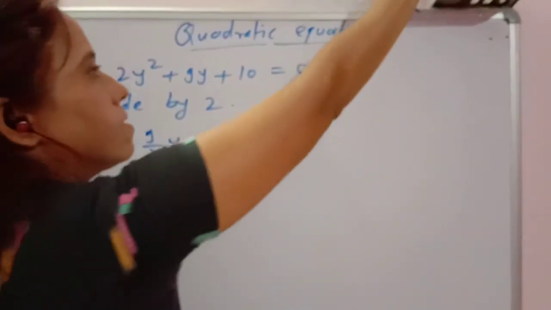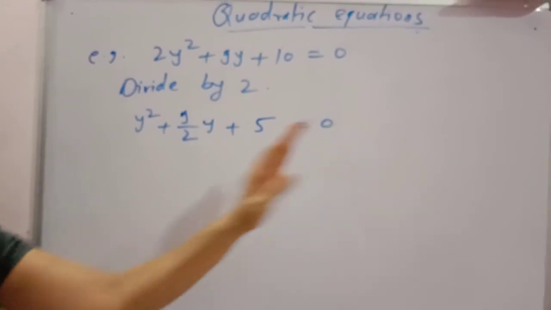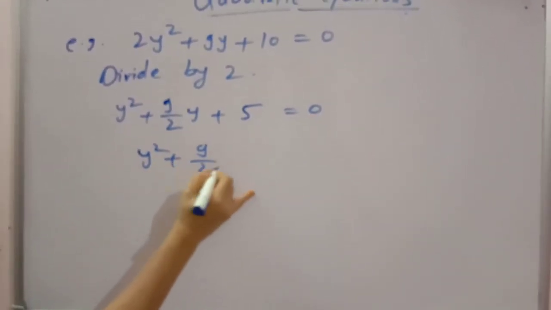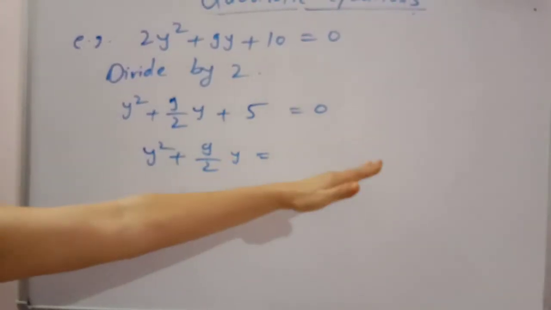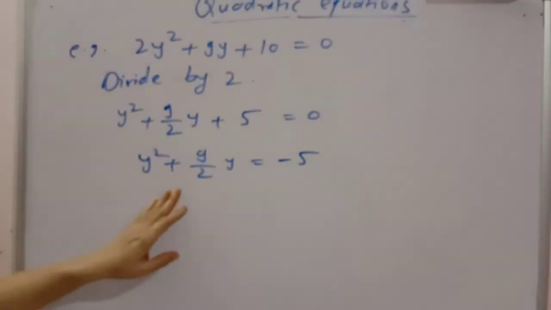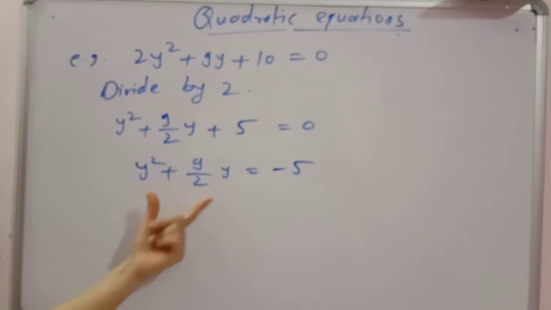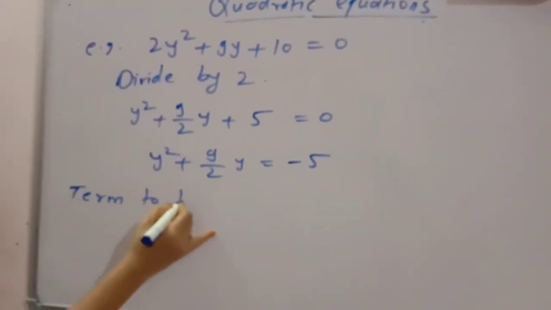Now after this, what is our second step? Take this constant term to that side. That is y square plus 9 upon 2y equal to this 5. When it goes to that side, it will become negative, that is negative 5. Now we have to convert it into a perfect square trinomial, and for that we have to find the term to be added.